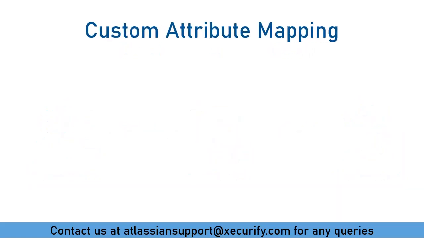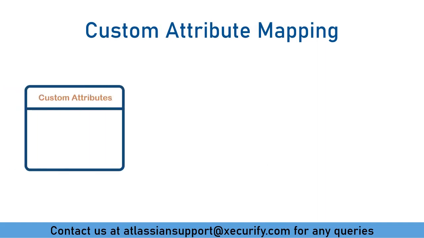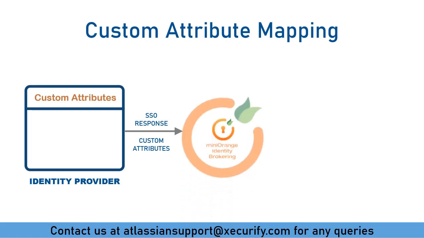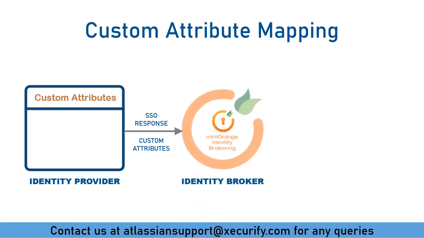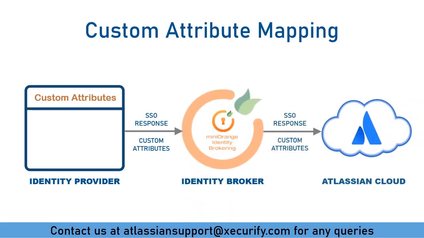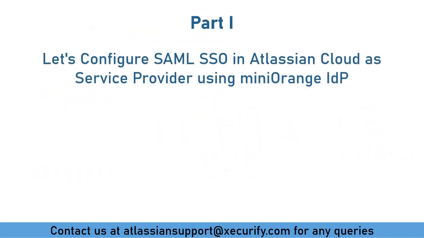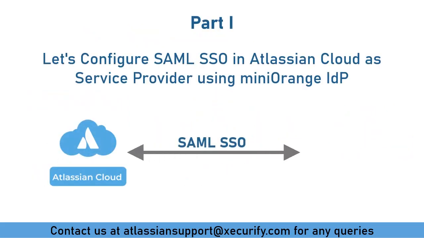Here we will be covering custom attribute mapping. This option is used to add custom user profile attributes in the application. The identity provider should send custom attributes in the SSO response to the miniOrange Identity Broker, which miniOrange will further send to Atlassian Cloud. The custom user attributes can be department ID, groups, phone number, etc. Firstly, we will be configuring Atlassian Cloud SAML SSO using miniOrange IDP.